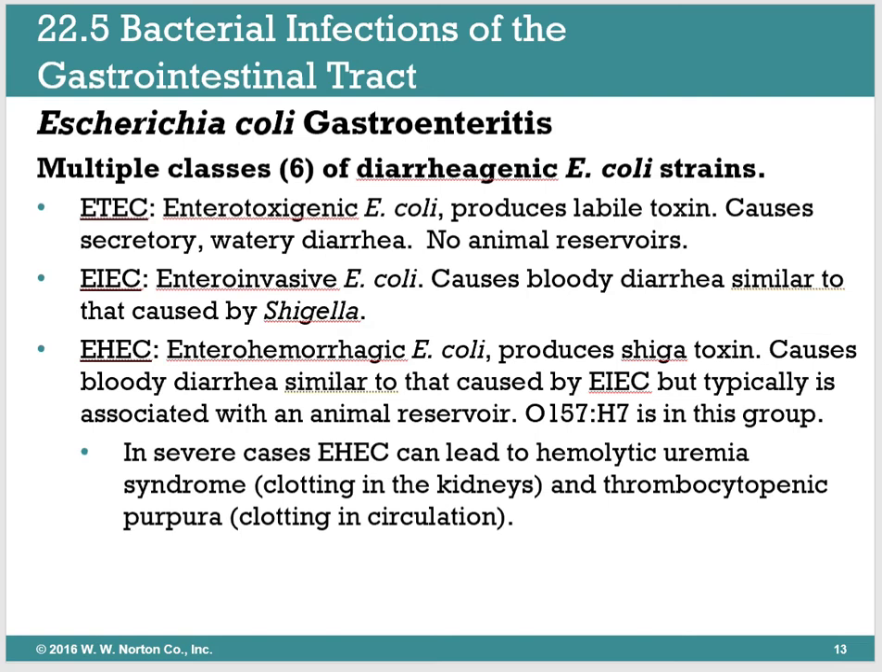And then a lot of times this will lead to excessive clotting within the liver, not within the liver, within the kidneys. And then also there can be clotting within the circulatory system. So that's just three of them. Those are three of the major classes of the six that we just did talk about.